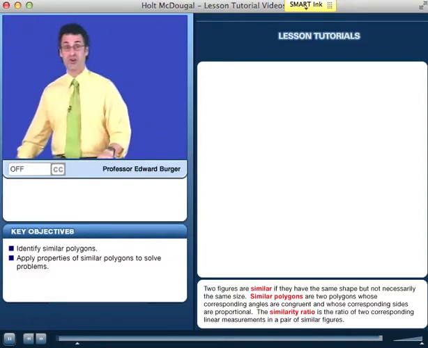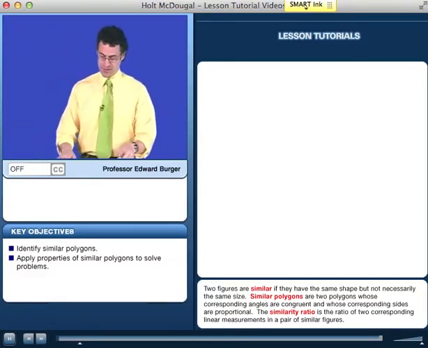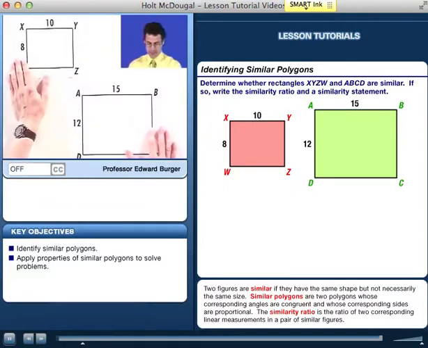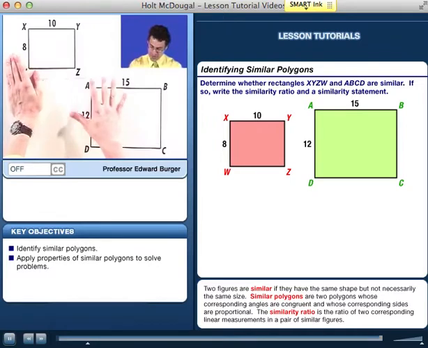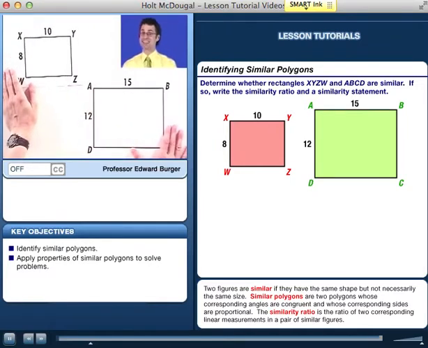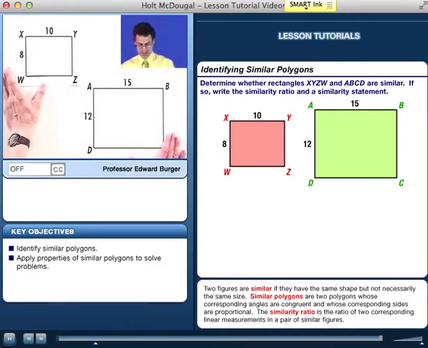Let's take a look at the first candidates. So here are our first contestants. We have rectangle 1 and rectangle 2. We're told they're rectangles, ladies and gentlemen. We do know they're rectangles. The question is, are they similar? Let's take a look very carefully and see what we know about these two rectangles.